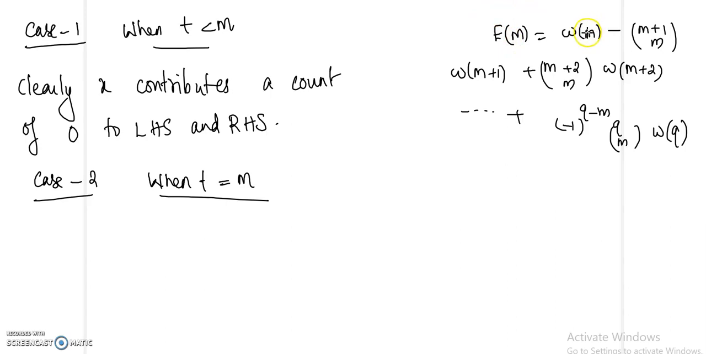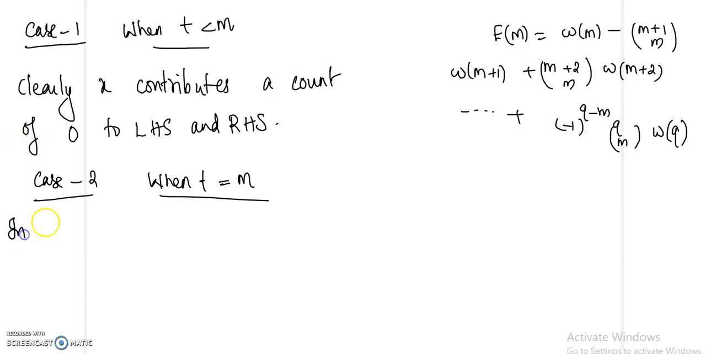Now coming to the right side, in omega of m, x is possessing m properties at a time. So in omega of m, x will be counted once and everything else will be 0. So therefore it will be counted one time in E of m and one time on the RHS. So therefore it will contribute 1 on both sides. So again the equation holds when t equals m.